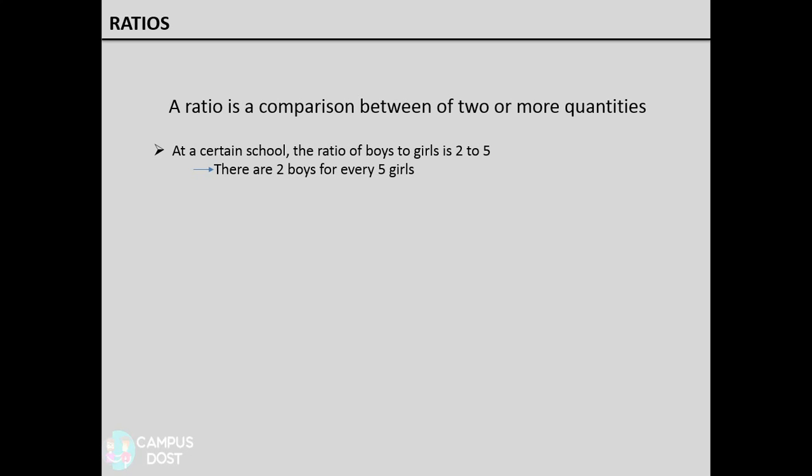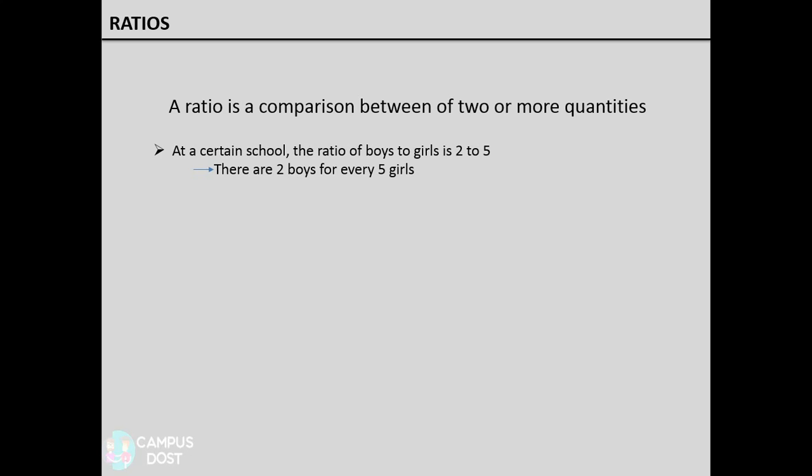Also know that the order of numbers is very important. For example, if we were to say that the ratio of boys to girls is 5 to 2, then that would mean that there are 5 boys for every 2 girls.